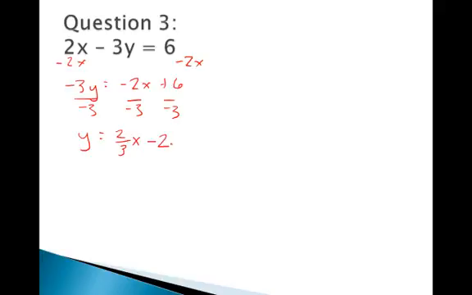Now that I have this, I'm going to make myself a table of x's here and y's here. Okay, so I see here that I have a denominator of 3, and when I work with these equations out, I don't want to have a fraction. I want to actually be able to get rid of that 3. So what I'm going to do is find multiples of 3.